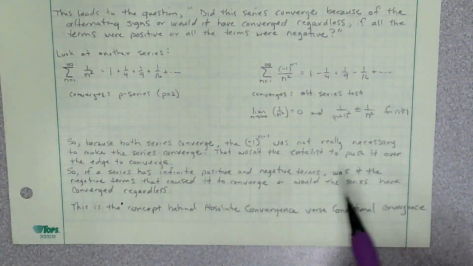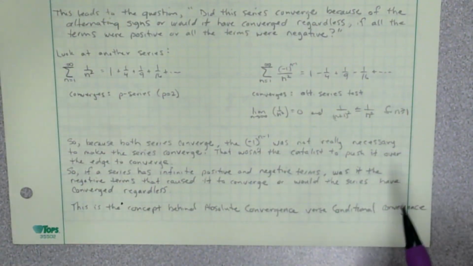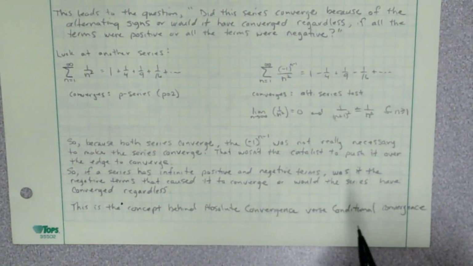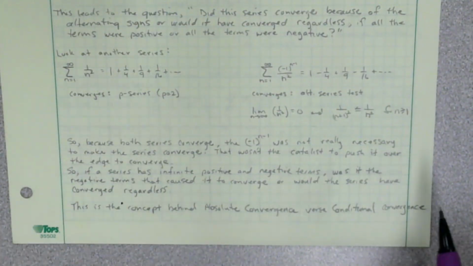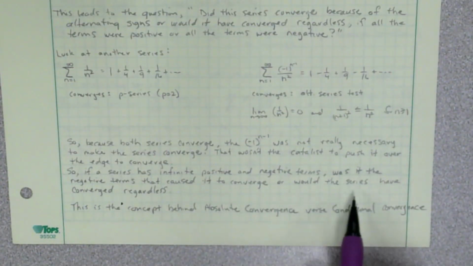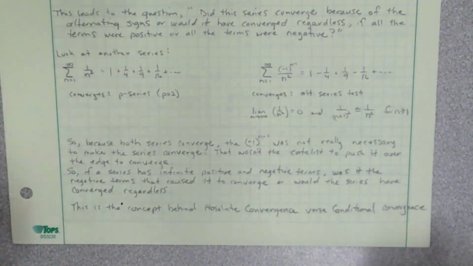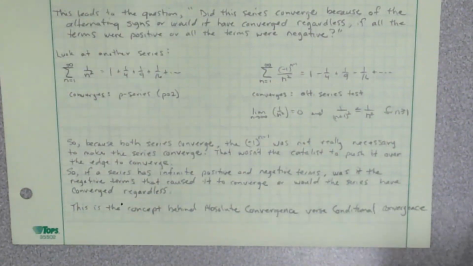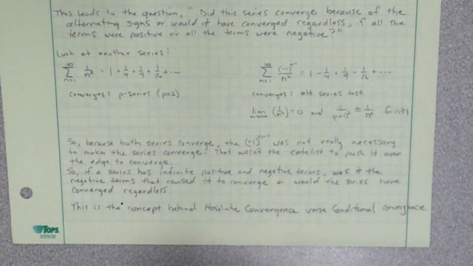This wasn't the catalyst that pushed it over the edge to converge. So if a series has infinite positive and negative terms, was it the negative terms that caused it to converge, or would the series have converged regardless? This is the concept behind absolute convergence versus conditional convergence. Did the alternating signs make it converge where it would normally not, or would it converge regardless of the situation?